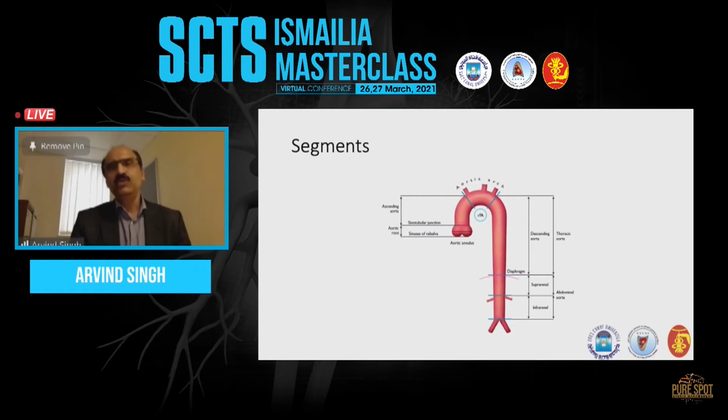So this is the usual anatomical picture that you tend to think of when you think of the aorta, and pretty much the description that I have just mentioned.